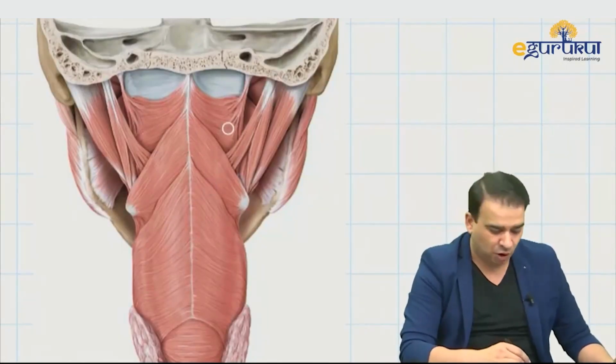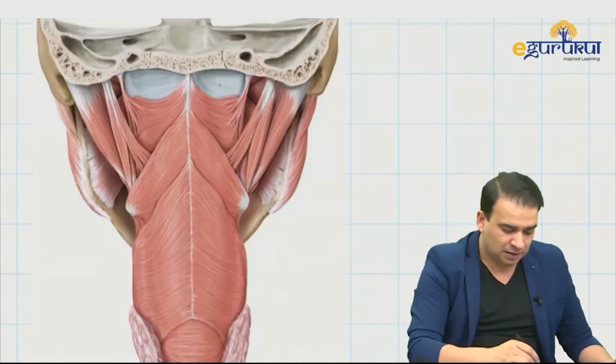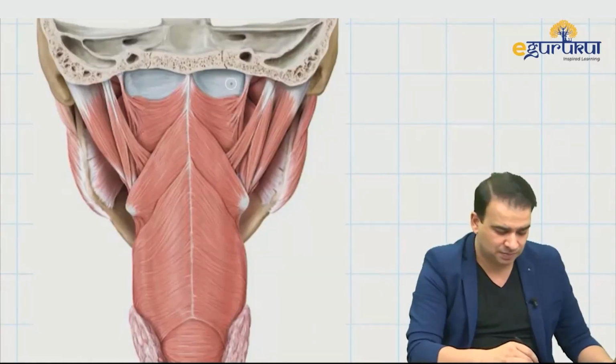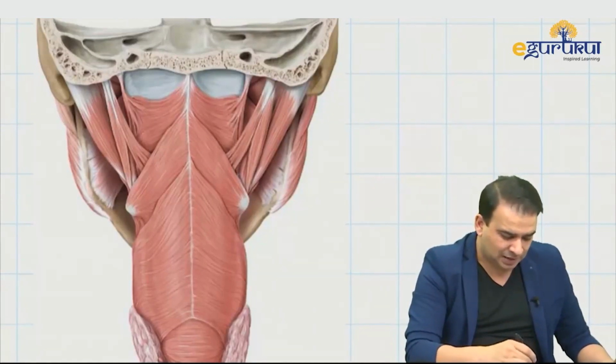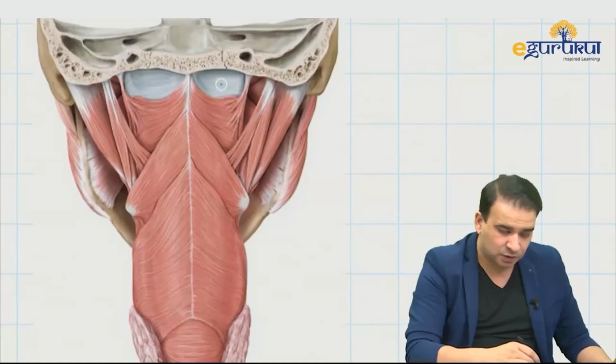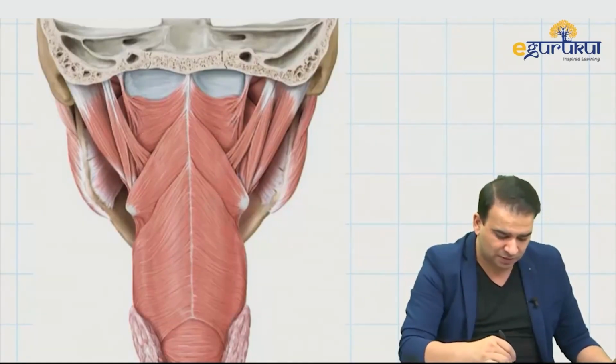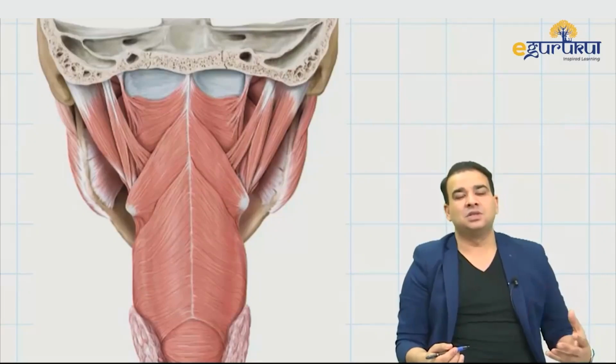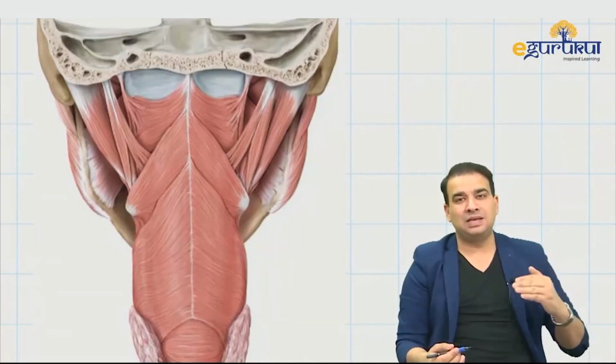Middle constrictor, all overlapping each other. This is pharyngobasilar fascia. You can see that is pharyngobasilar fascia. And as I said, there are some pockets which are formed in between. So you will find some structures entering here through this fascia. Some will go between superior and middle, some below middle and inferior, and some will be seen below inferior also. And that's what the question is, what structures are seen passing between the constrictor muscles.